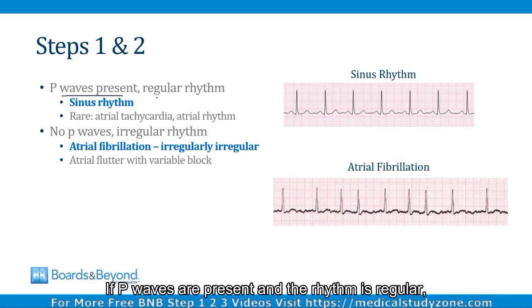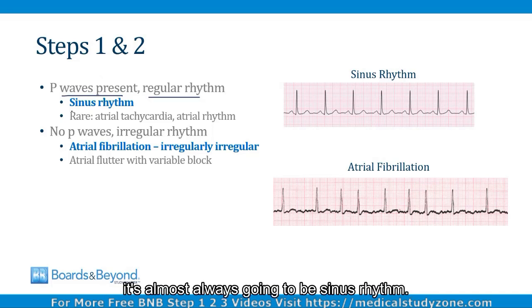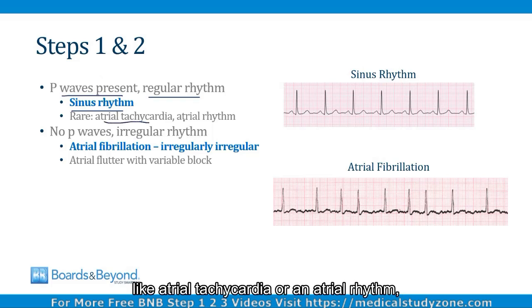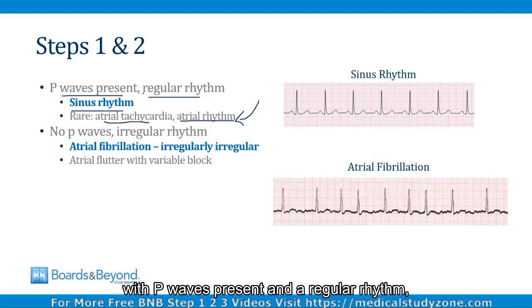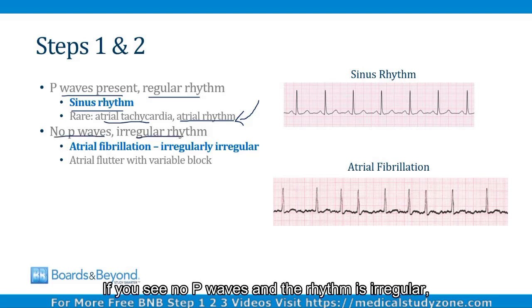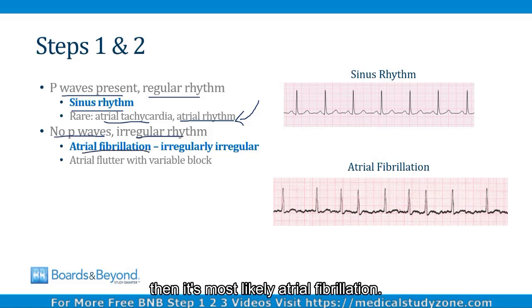If P waves are present and the rhythm is regular, it's almost always going to be sinus rhythm. There are other rare rhythms that it could be, like atrial tachycardia or an atrial rhythm, but these are relatively uncommon. If you're on rounds and you're shown an ECG with P waves present and a regular rhythm, it's most likely sinus. If you see no P waves and the rhythm is irregular, then it's most likely atrial fibrillation.